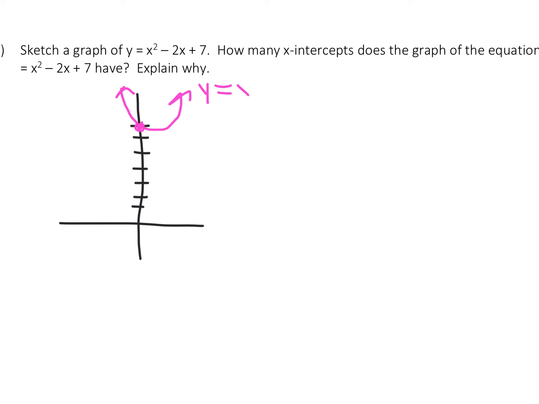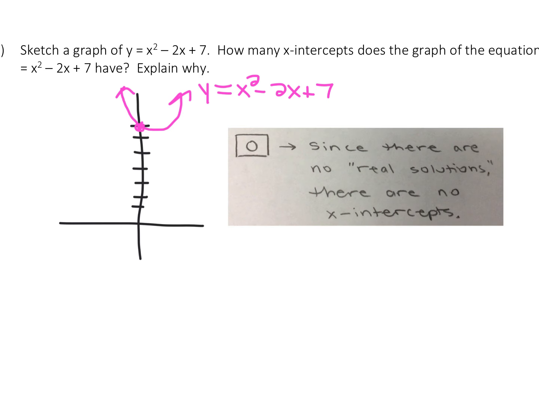So there's our equation. And when they say how many x-intercepts does the equation have and explain why, exactly as we said, there's no x-intercepts because there are no real solutions. Okay, so there we have it. There are 0 x-intercepts. Since there are no real solutions, there are no x-intercepts. And there we have it.